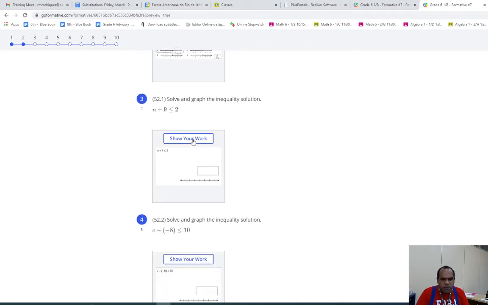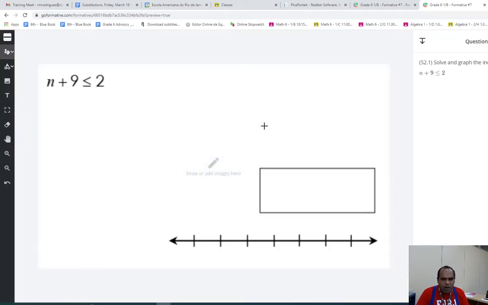Number 3. Solve and graph the inequality solution. N plus 9 is less than or equal to 2. Remember the steps, guys. Where is my variable? Left or right? Here's my variable. N is my variable. What is the math operation tied to the variable? It is adding 9. What is the opposite of adding 9? Subtracting 9. And goodbye positive 9.